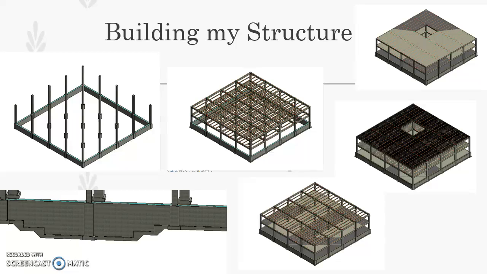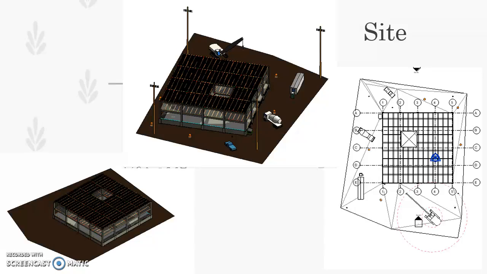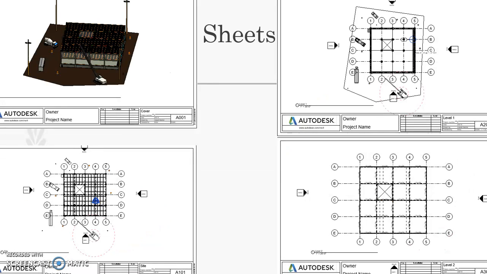I then added framing with concrete floors over it. Lastly, I put fabric reinforcement over the flooring and created a shaft. For the site, I added dirt and made it look like a construction site with construction cones and construction vehicles. For this project, I created 7 sheets.